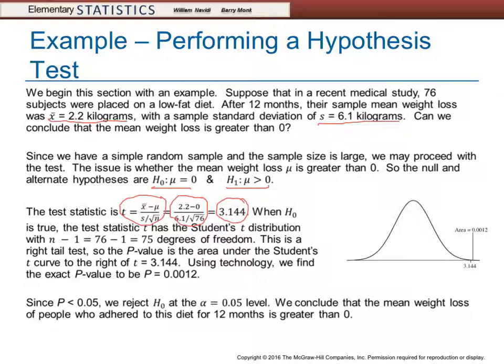And again, using our technology, we can find the p-value to the right of the value t equals 3.144, and we find that p-value to be 0.0012. Again, with a significance level 0.05, we can reject H naught, and we can conclude that the mean weight loss of people who adhere to this diet for 12 months is greater than 0.